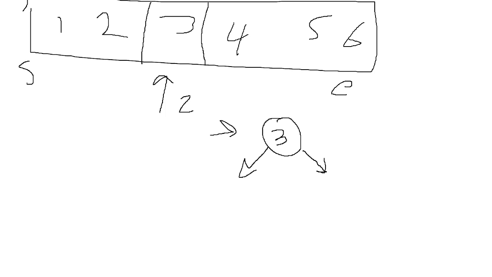Wait, is this my midpoint? 0, 1, 2, 3, 4, 5, 0 plus 5 divided by 2, wait, I did the math wrong. Yeah, it's 2.5, which is just 2. Alright, just making sure. So we're gonna recurse through our function. Let's call tree node again. Okay, let me rephrase this.